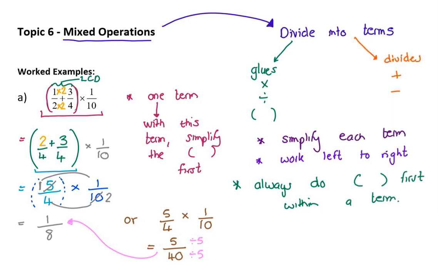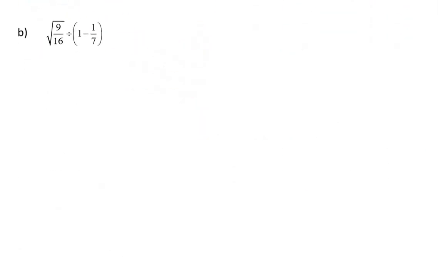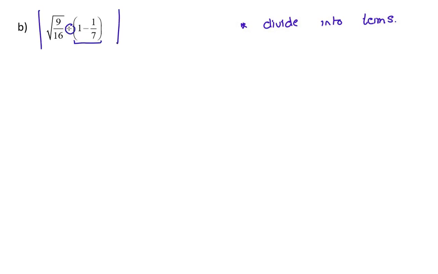Okay, let's look at another example. Example B. First step in example B is I'm going to divide into terms, always. Every single question you probably do from now until matric, if you're simplifying, you're dividing into terms. Now this is a bracket, and so it's gluing that, and this is divided. So this is one term. So if it's one term, I don't really have to worry about which parts of the expression to do first, but I now need to simplify this term.